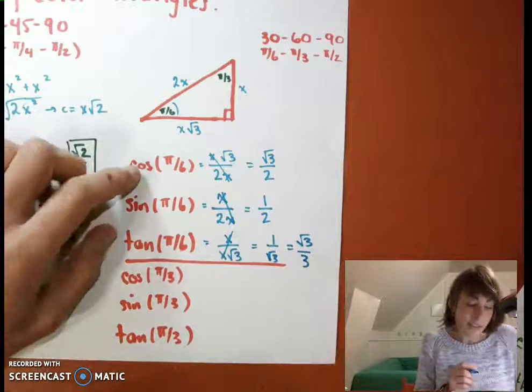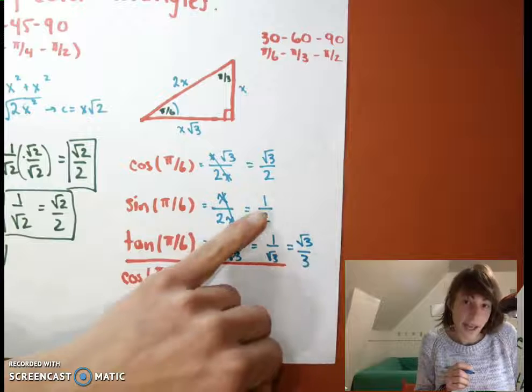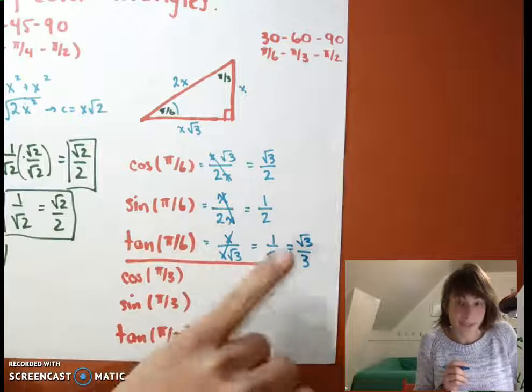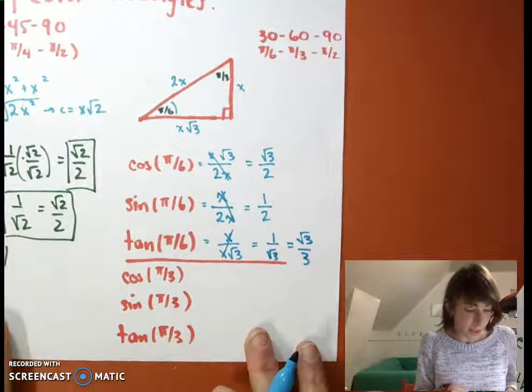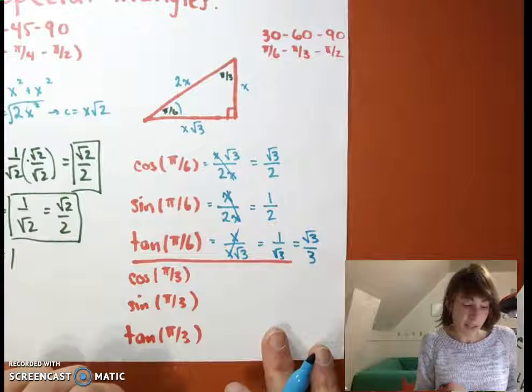So cosine of pi over 6 is root 3 over 2. Sine of pi over 6 is 1/2. Tan of pi over 6 is root 3 over 3. We can do the same to find cosine, sine, and tan of pi over 3.